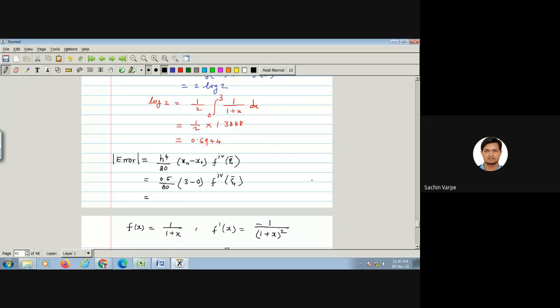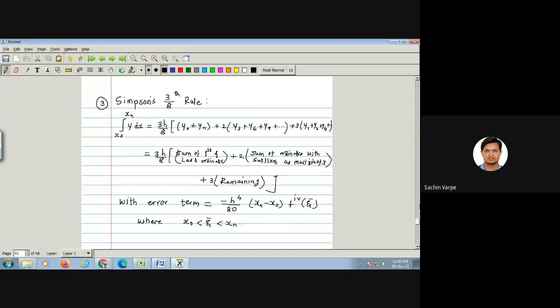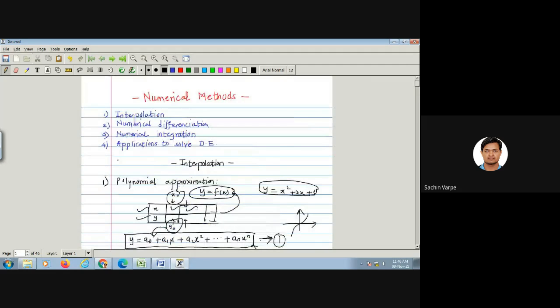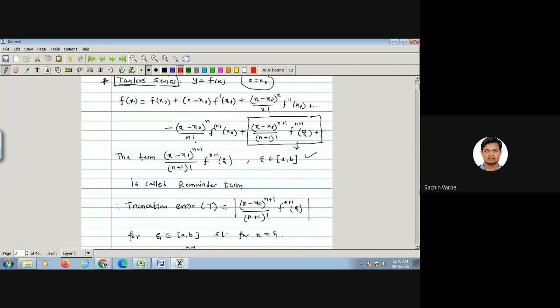So only the last part remains. If you remember the first lecture, we discussed the whole unit in 4 parts. Interpolation we have discussed. Numerical differentiation. Just now we have finished numerical integration. Only the last point remains, applications to solve the differential equation. There are several numerical methods to solve ordinary differential equations also. We are going to discuss those methods. 5 to 6 methods are there.